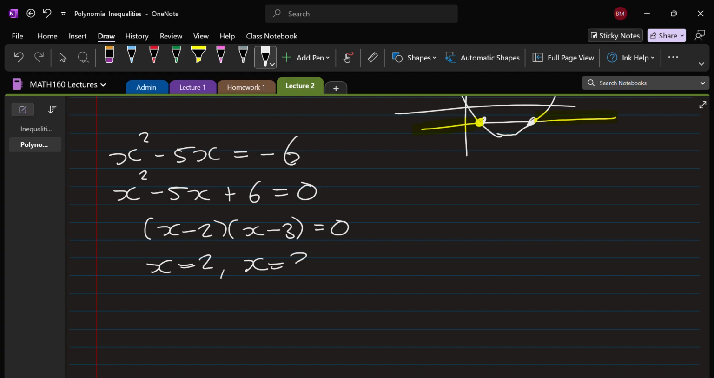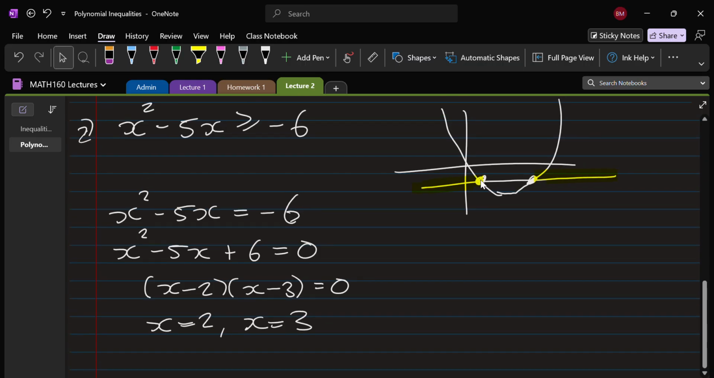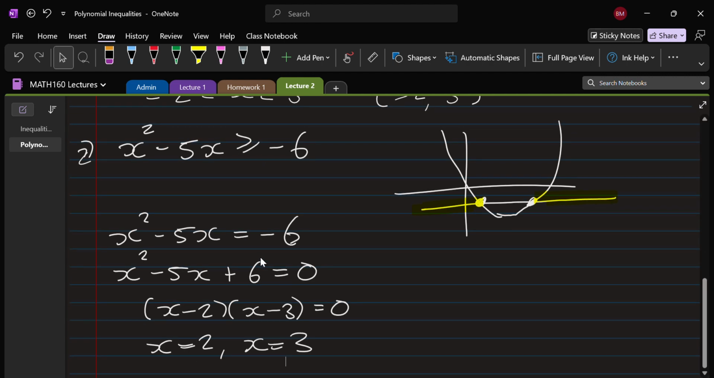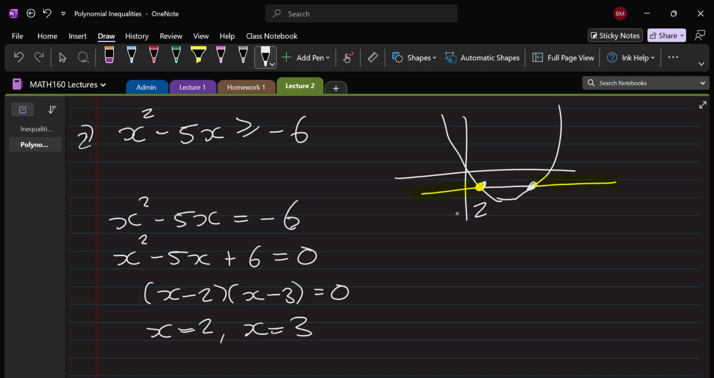Okay, so we get two solutions. X is 2, x is 3. Again, ordering them tells us which dot comes first here. So this dot here on the left, that must be 2 because it's smaller. And the one on the right, that must be 3 because it's larger. Okay, and we see here it is greater than or equal to. So in our answer, x will be greater than or equal to, or less than or equal to, or if you're writing it as an interval, it will be with the square brackets. Okay, so that is 2, that is 3.